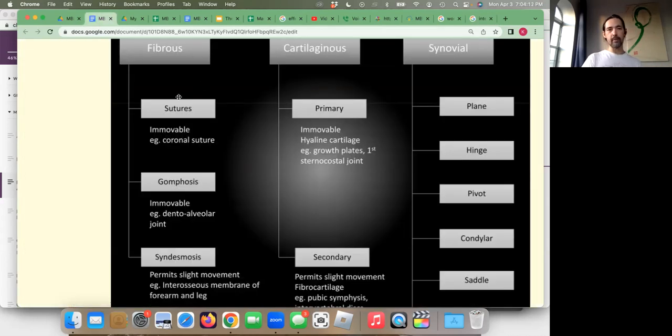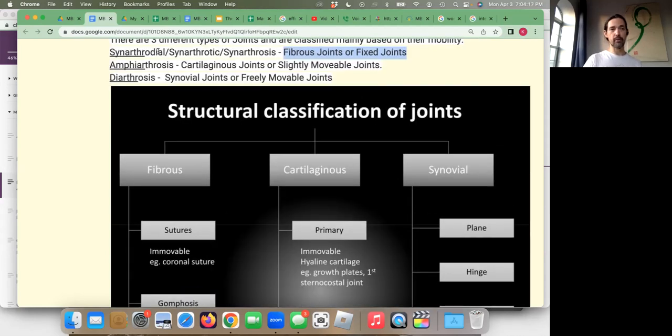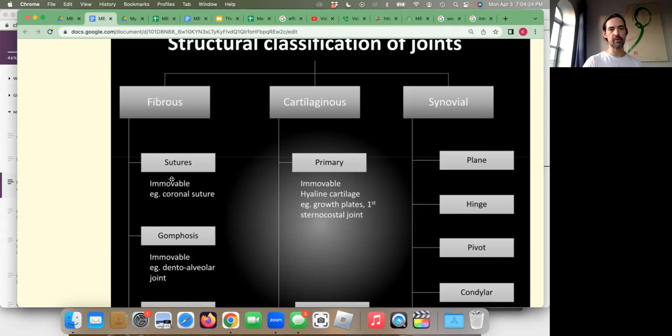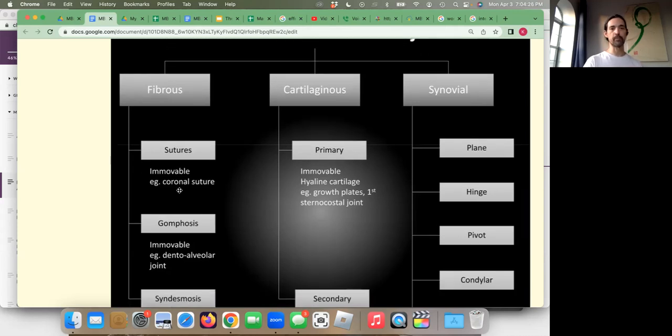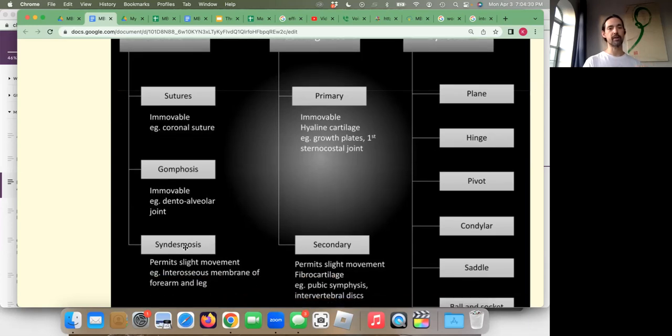So fibrous joints, aka synarthrosis, synarthrodial, synarthrotic joints, immovable joints, two bones becoming one, joined by fibrous structures. Those are the sutures of the skull. Those are the gomphoses, which are the teeth joining the jaw, and the syndesmotic joints, which are the joints between the ulna and the radius down here, and the fibula and the tibia in the lower leg, actually throughout the whole length of those bones.